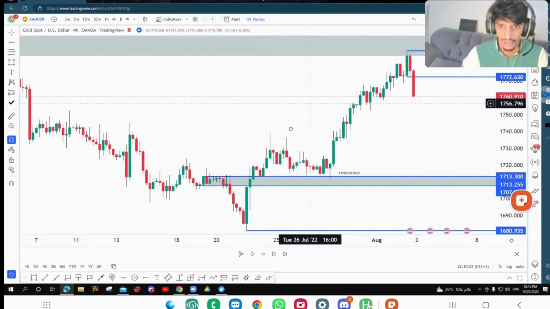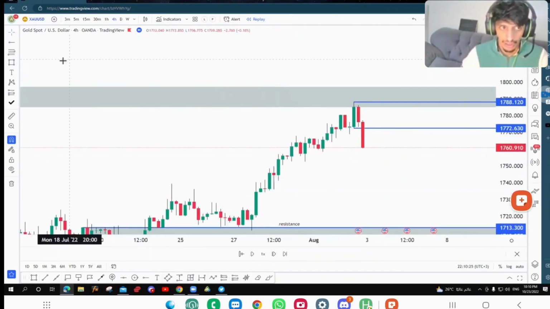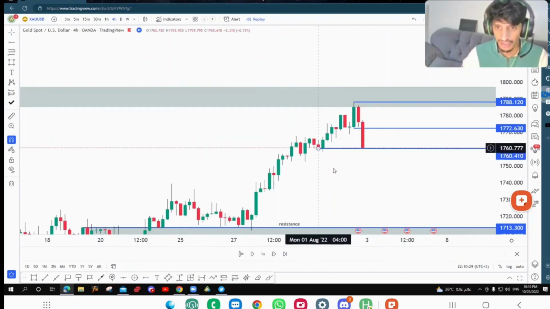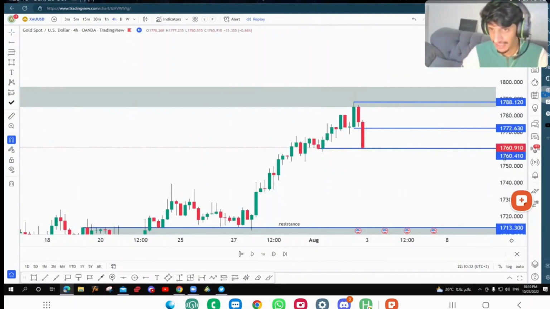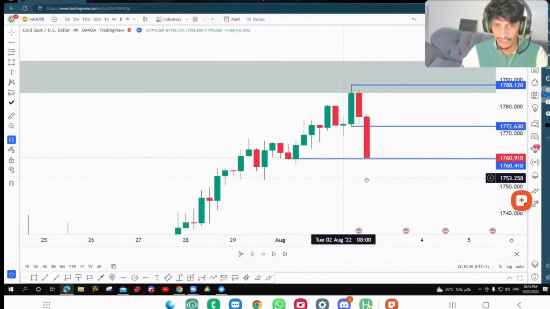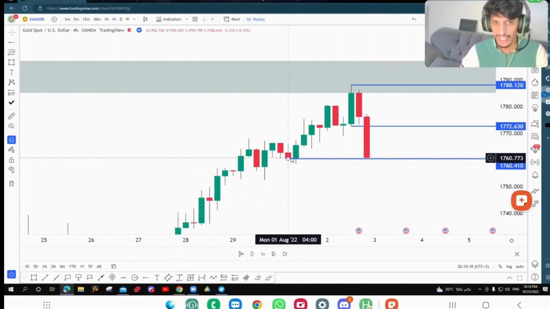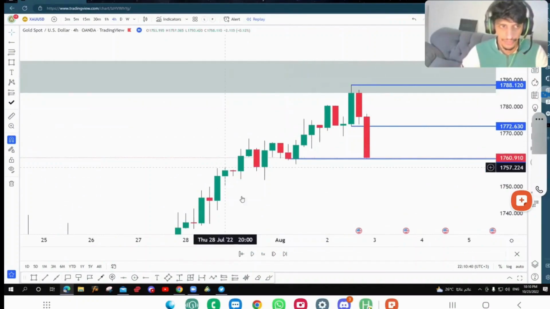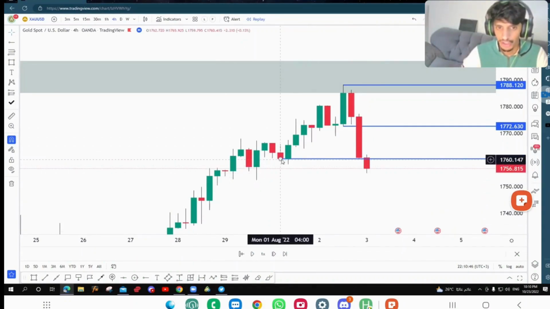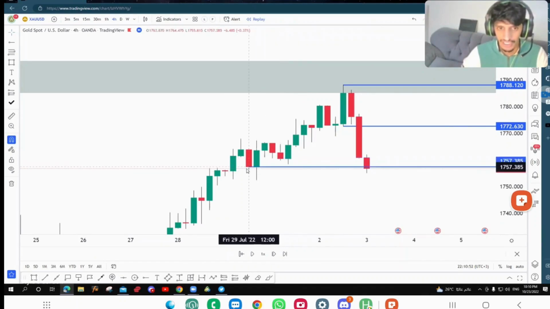Yeah. So now what we need to do is see if this level, which is 1760, is going to hold or not. Now, this psychological level is also a previous support that sent the price up. Let's advance. Now we have broken and closed below support, so it will continue going down.